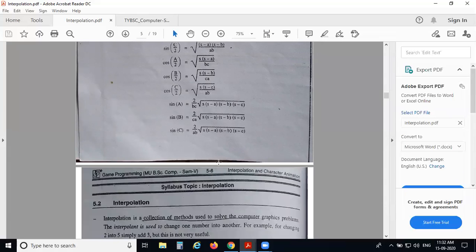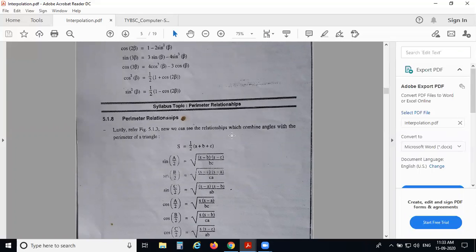And from that, three formulas are generated, that is sin A is equal to 2 upon BC into square root of S into S minus A, S minus B into S minus C. Then sin B is equal to 2 upon CA in square root S into S minus A into S minus B into S minus C. And the last one is sin C, which is equal to 2 upon AB in square root S into S minus A, S minus B and S minus C. Okay, so these are some perimeter relationships.